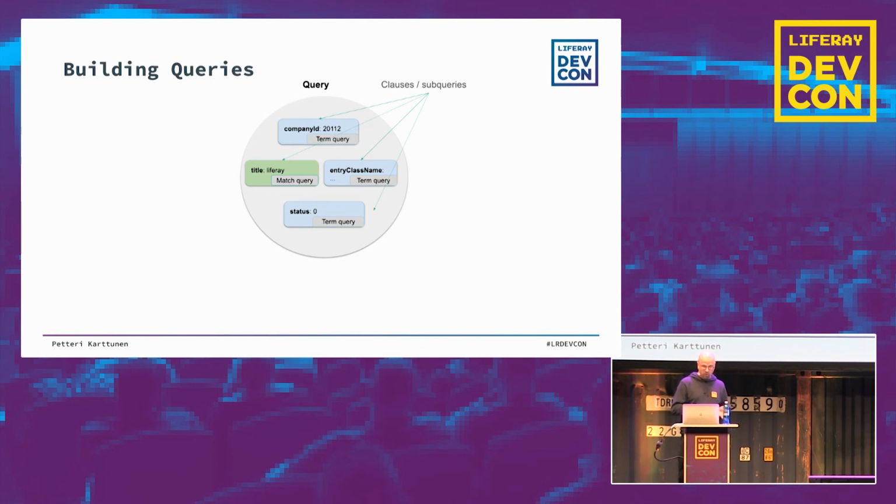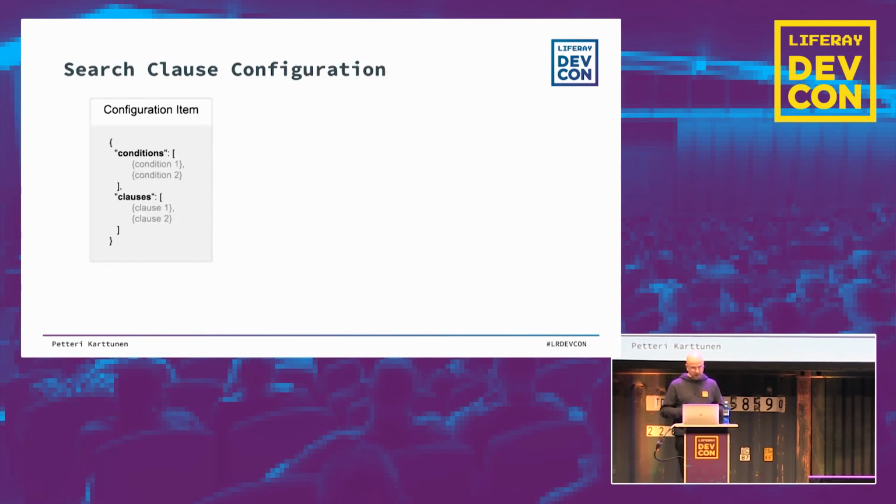And here's an example of a query having 4 subclauses. The blue ones here are filter clauses, just narrowing down the search. So to company ID 20112, entry class name, let's say journal article, status 0, which equals published. And the green one here is your actual question. Is there anything titled Liferay? One of the core ideas in this project was that we could exactly control and configure the building of all these clauses: filter, search, and rescore clauses.